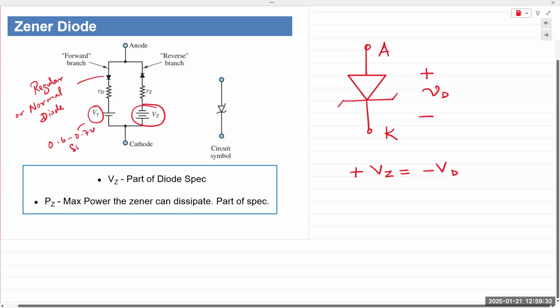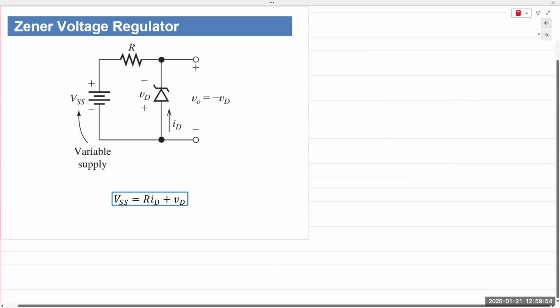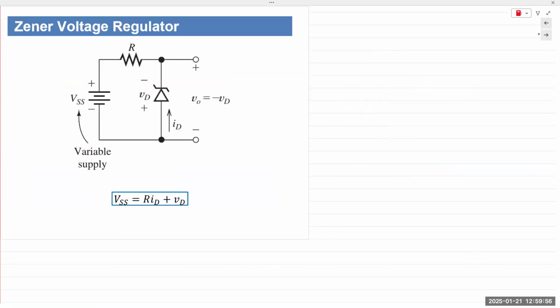And then, of course, Vz can be designed to be anywhere between a few volts up to tens of volts. I believe in your lab, you're going to use a Zener that's about 6 or 7 volts. So Vz is part of the spec, and Pz is the maximum power that the Zener can dissipate. The way we use it for a regulator circuit is by connecting it parallel to a load.